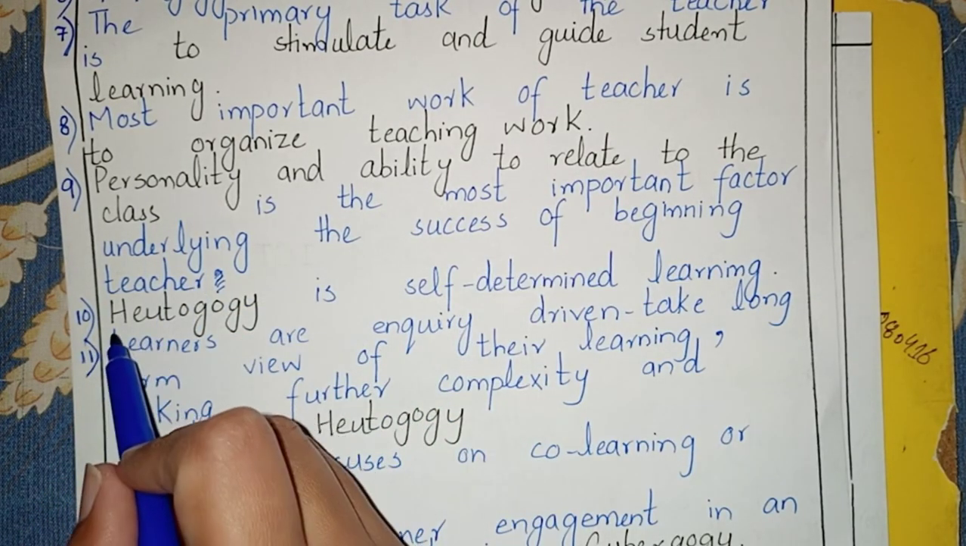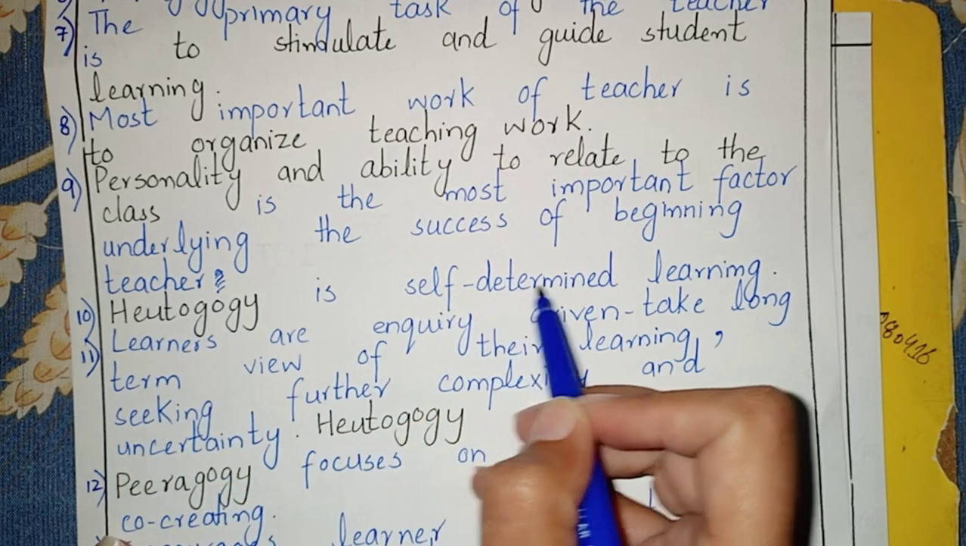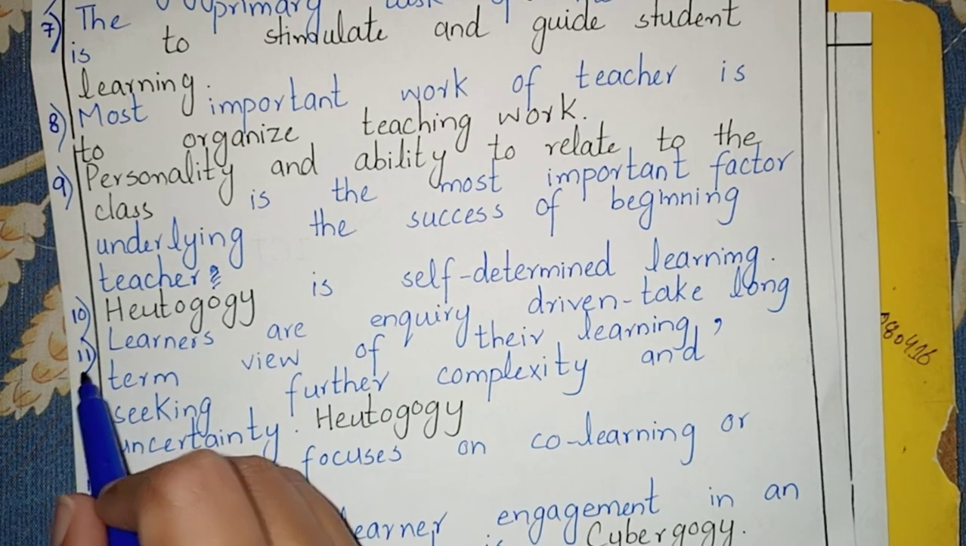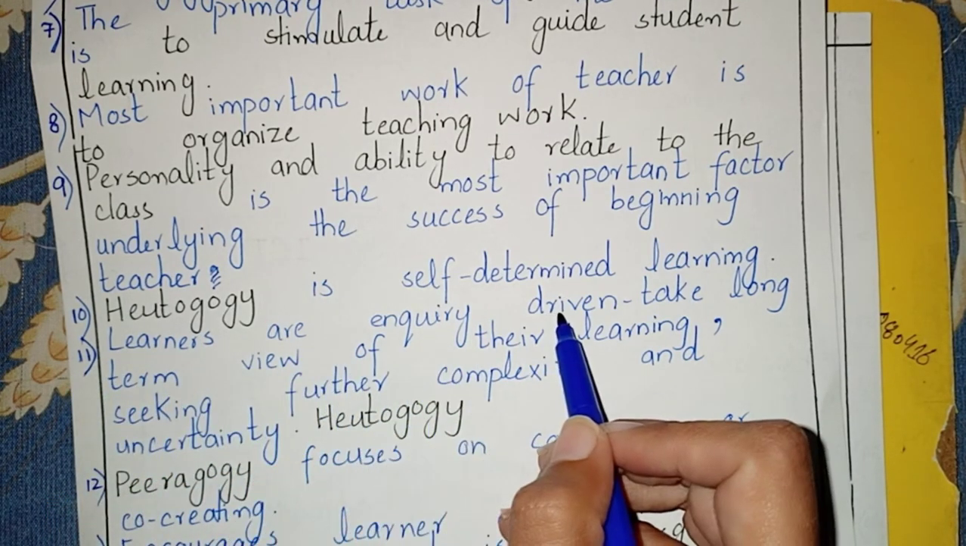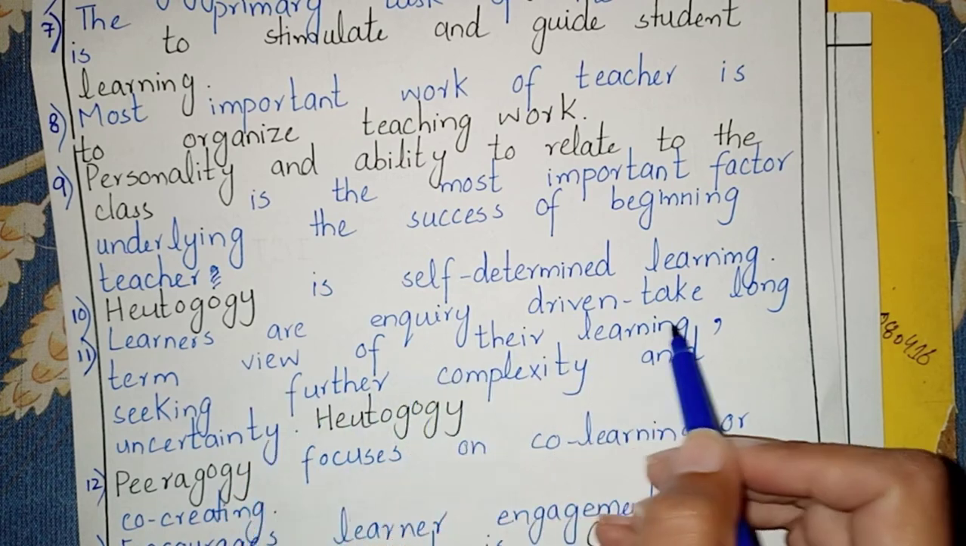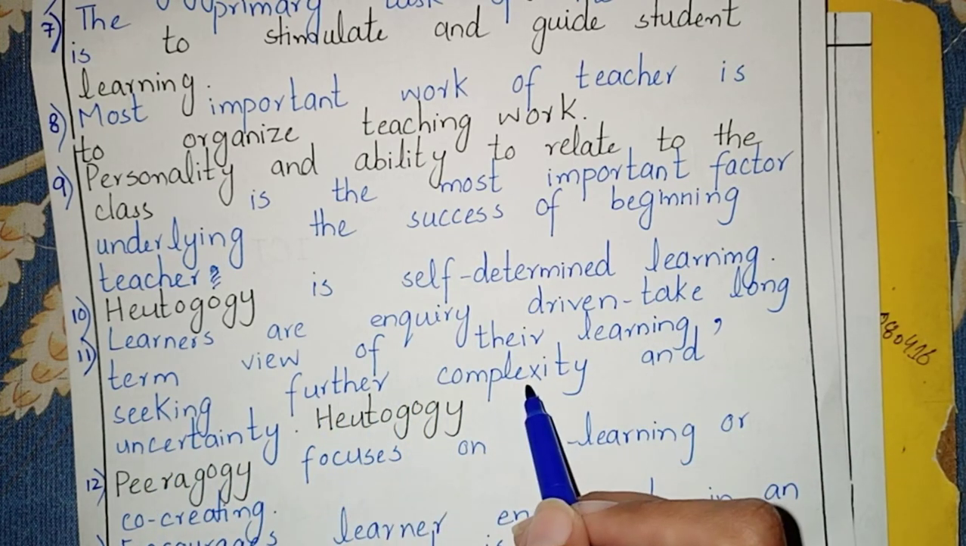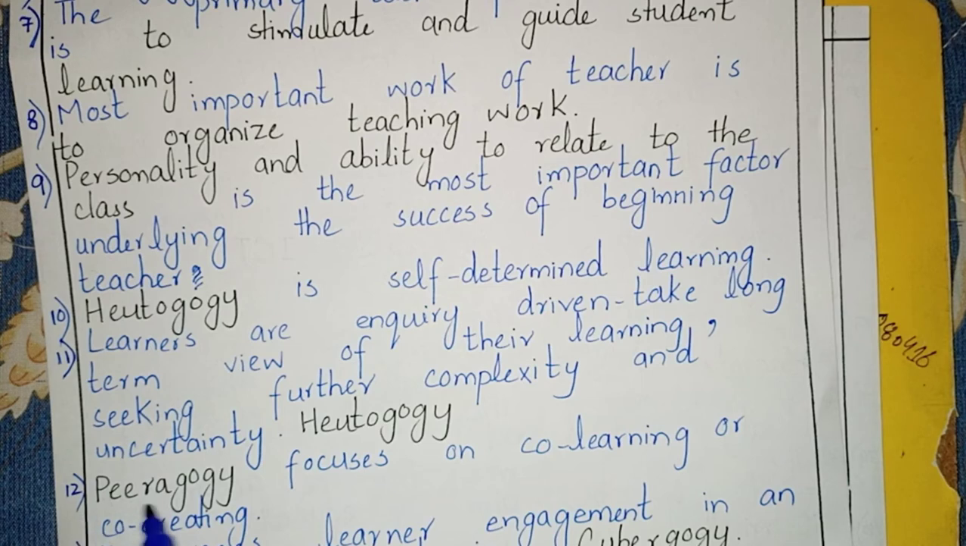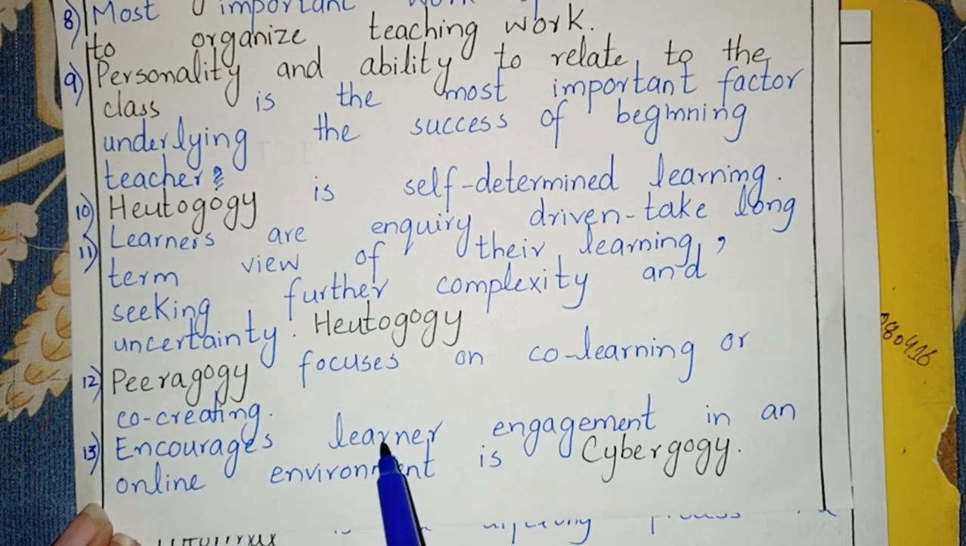Question number 10. Heutagogy is self-determined learning. Question number 11. Learners are inquiry-driven, take a long-term view of their learning, seeking further complexity and uncertainty. That is called heutagogy. Now, pedagogy. Question number 12. Pedagogy focusing on co-learning and co-creating. Question number 13. Encouraging learner engagement in an online environment is called cybergogy.